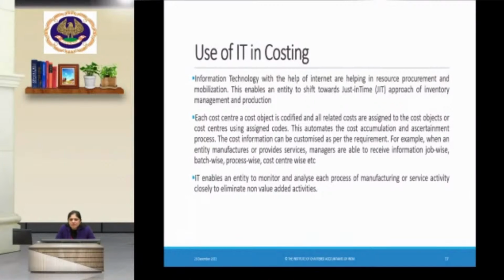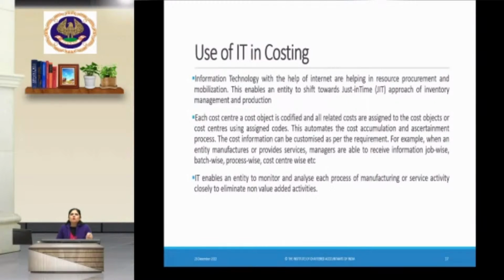Each cost center and cost object is codified. So every cost center, their cost object is codified. A code is attached to that, so every communication is via that code. That code is particular to that cost object only. Of course, that has increased the communication to a great extent. Costs are assigned to the cost objects or cost centers using the assigned code. So every department has a separate code, every cost object has a separate code. This automates the cost accumulation and ascertainment.